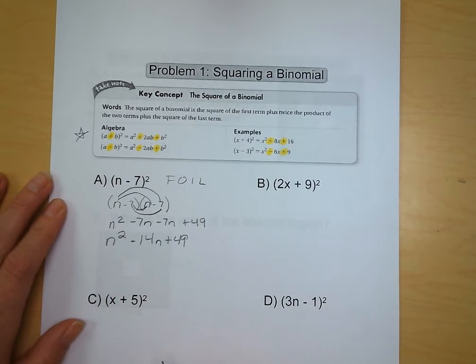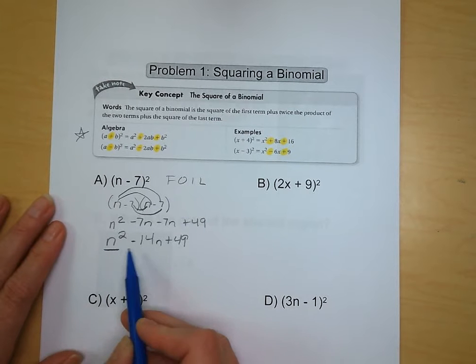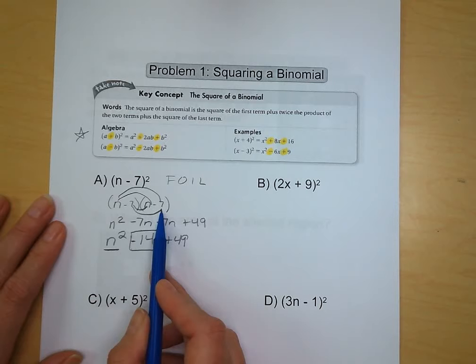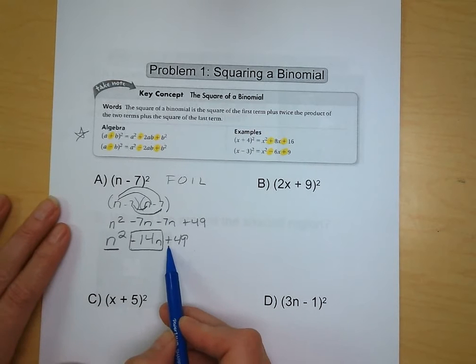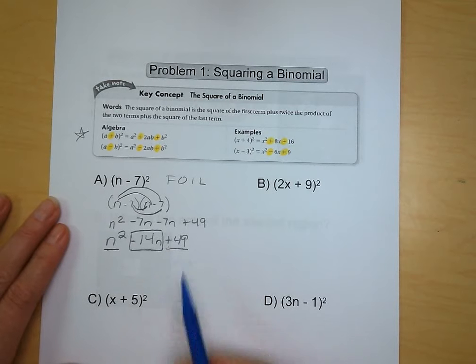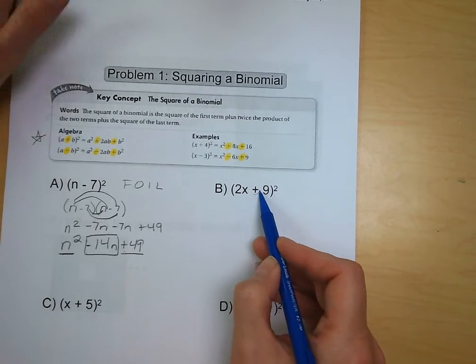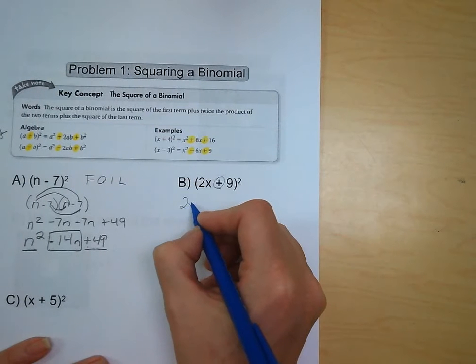Now we can see our first term is our a squared, n squared. Our middle term, we are subtracting 14n, which is 2 times a times b. And the third term is just our b squared, so negative 7 squared is 49. All right, so let's use that pattern with 2x plus 9, the quantity squared.